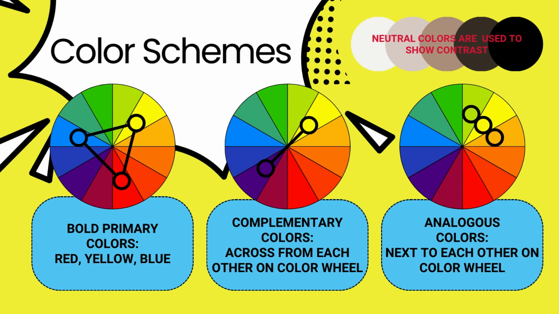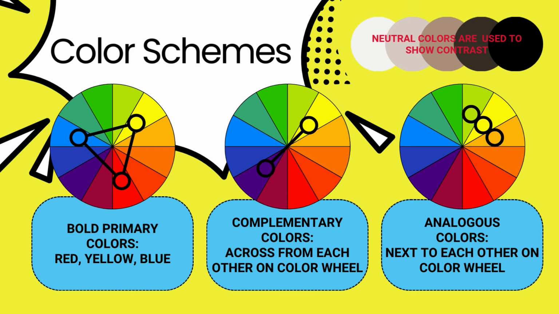Color schemes commonly found in pop art are bold primary colors like red, yellow, and blue. Pop art often uses these vibrant, bright colors in their pure form to show energy and excitement. Complementary colors are also found in pop art. These are the colors that are across from each other on the color wheel, like red and green or orange and blue. These create visual tension.